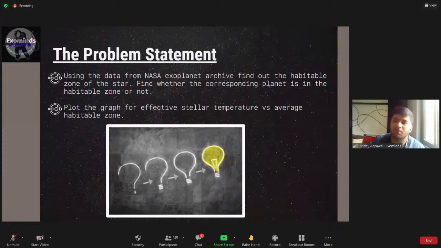Now, let's talk about the most interesting part, that is our whole GSS program. That is our problem statement. So, what exactly is our problem statement? Using the data from NASA's Exoplanet Archive, we have to find out the habitable zone of the foreign star, and find whether the corresponding planet of the star is in the habitable zone or not. And then we need to plot the graph of the effective stellar temperature versus the average habitable zone. So let's see what happens next.